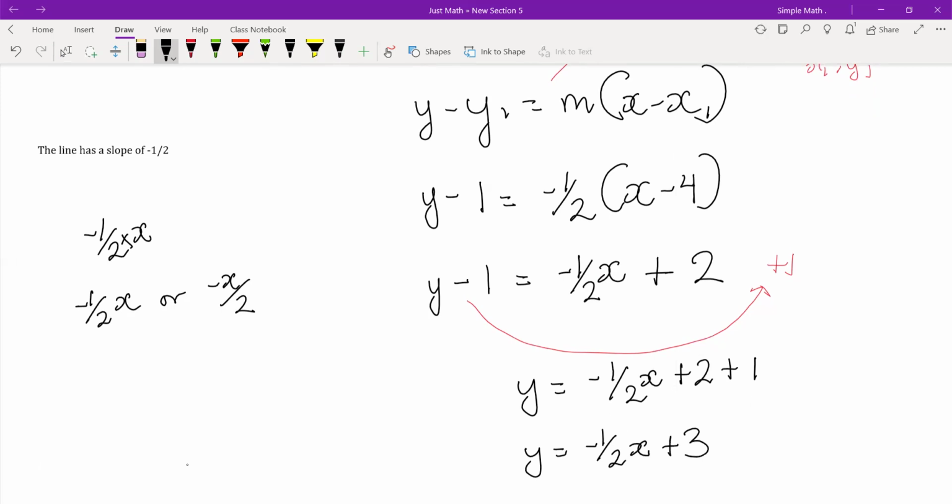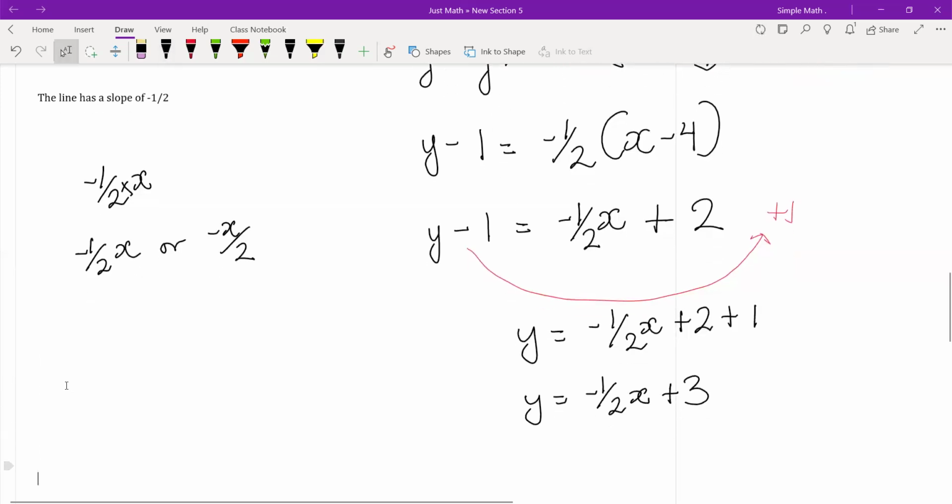So this is how the equation will look. This is the equation of the line that we're looking for: y equals negative half x plus 3. Now, what if we want to express it in standard form? Because sometimes they could ask you to express it in standard form.